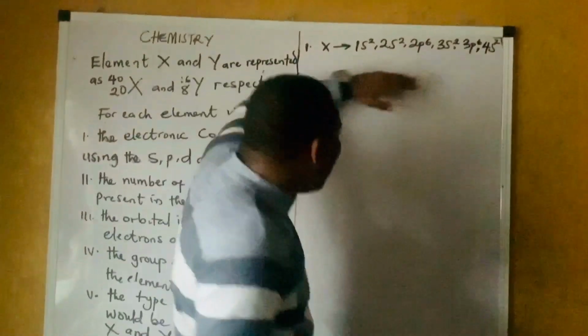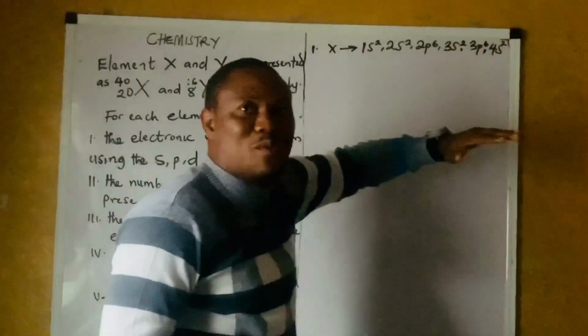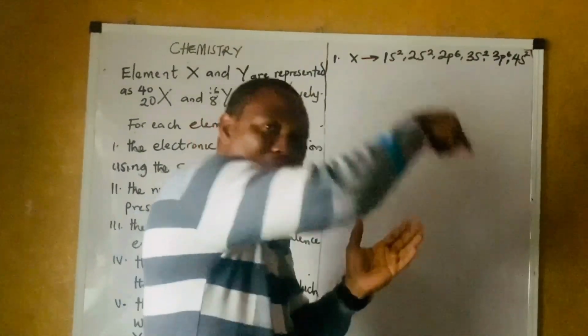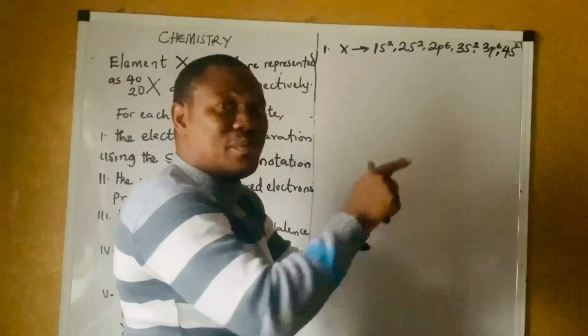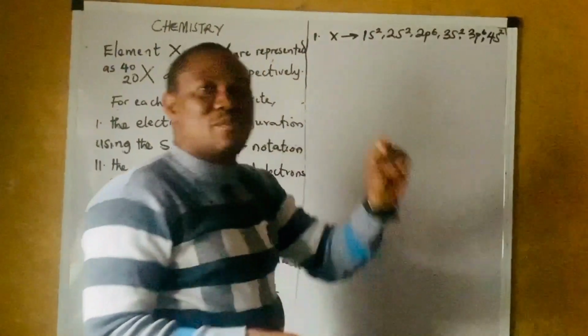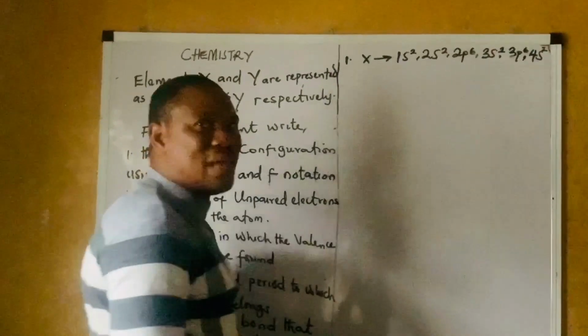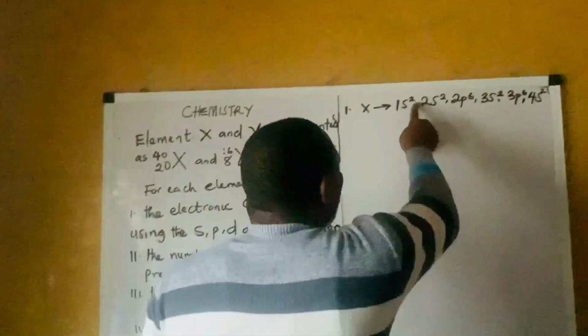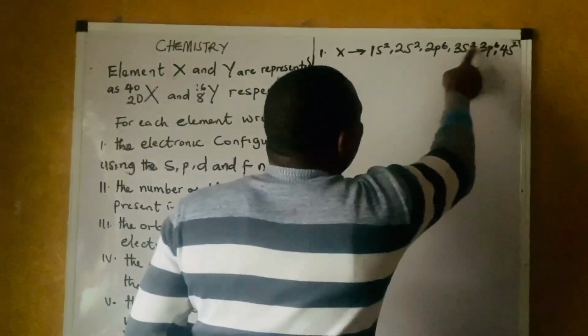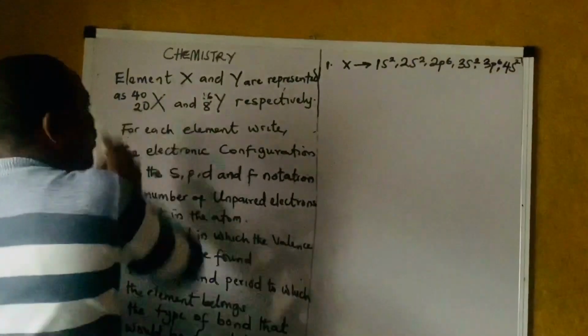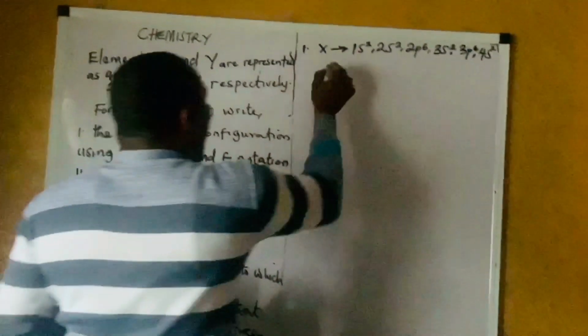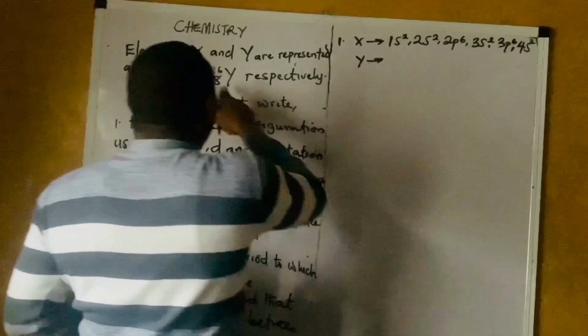So all these I wrote now, I just used the Aufbau principle. But if I want to draw the orbital, I need to apply Pauli exclusion principle and Hund's rule. I hope that is clear. So for X, 2, 4, 10, 12, 18, 20. Correct. 20. Very correct. So for Y, it is atomic number 8.